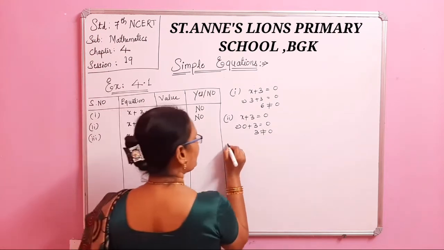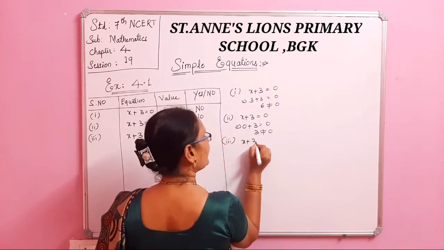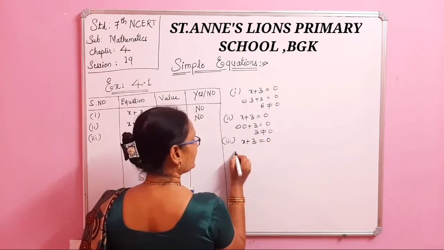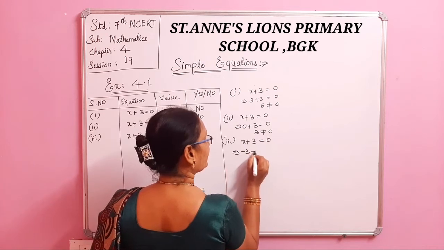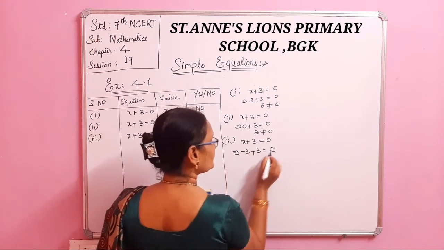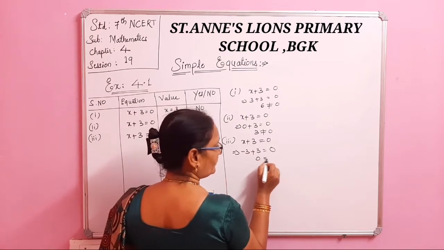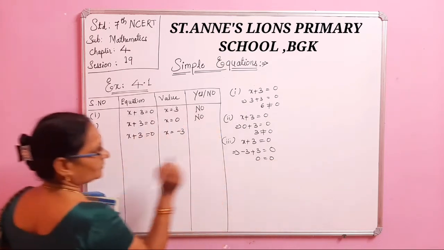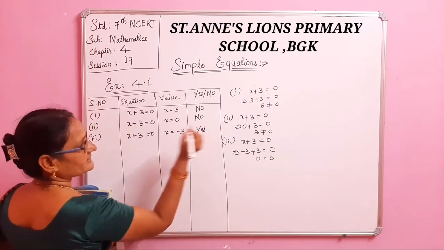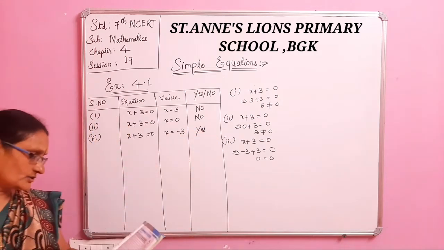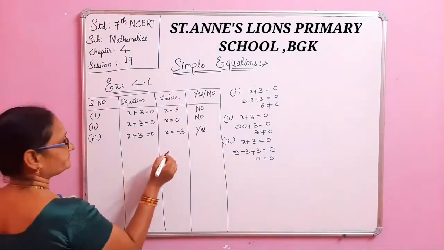Now we will see the third one. What is the equation? Same equation, x plus 3 equal to 0. What is the x value here? The x value is minus 3, so minus 3 plus 3 equal to 0. See, minus 3 plus 3, 3 minus 3 is 0, equal to 0. Yes, both are equal. Here the value is satisfied. I hope you understood now how to do. The same way, fourth one.